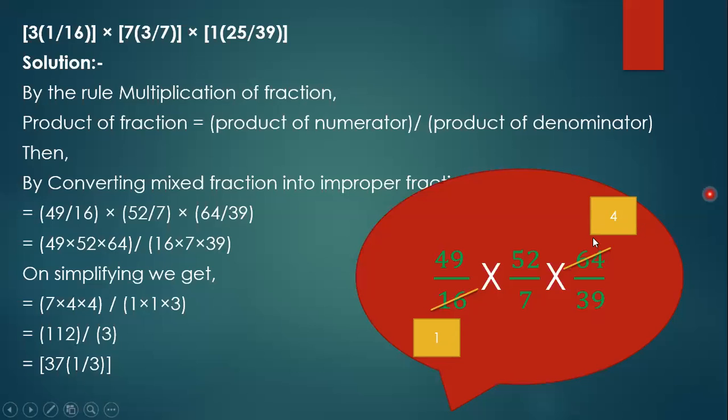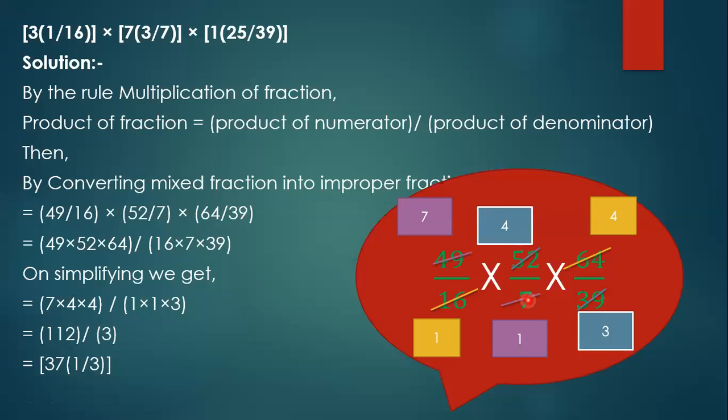16 1 times, and 64 comes in the table of 16 4 times. Similarly, 7 and 49, 7 1 times, 49 7 times. 52 and 39 go in the table of 13. You should be remembering at least till 20. Here you can see that 39 goes in the table of 13 3 times, 52 4 times. Similarly, 7 1 times, 49 7 times.